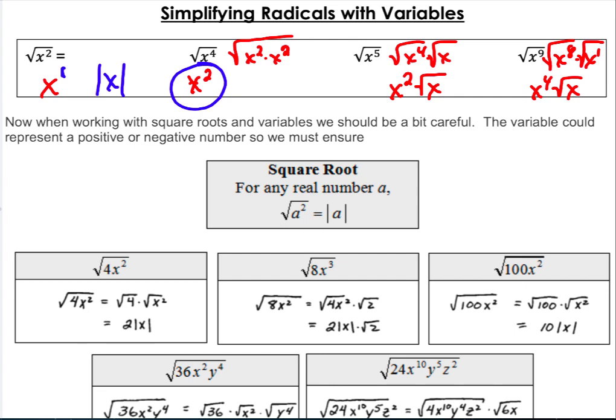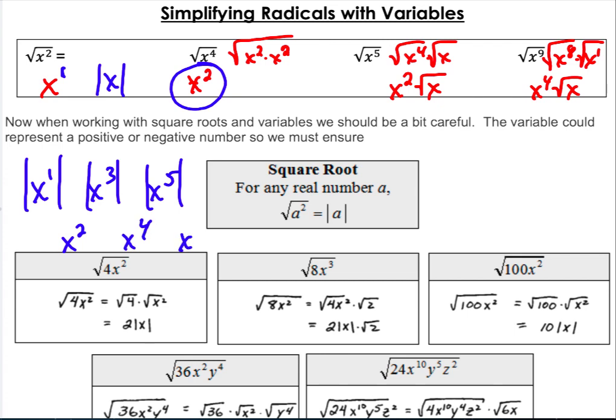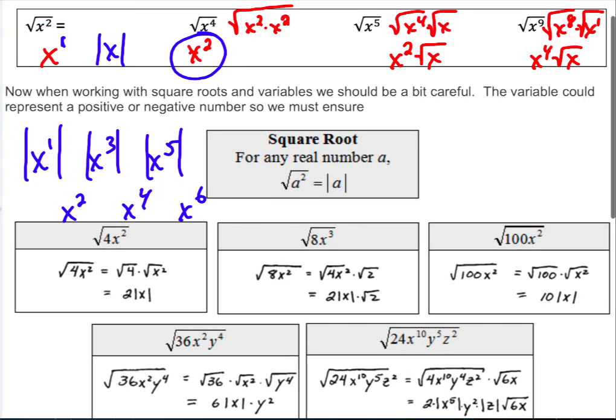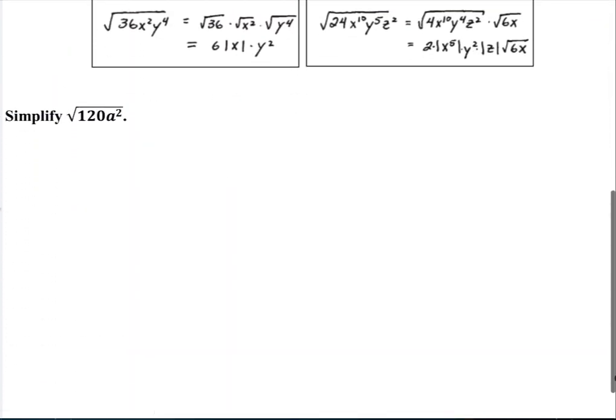So when we simplify these, if we get x to the first, or x to the third, or x to the fifth as our answer, we're going to write it in absolute value symbols. If we get x squared, or x to the fourth, or x to the sixth, we're just going to leave it the way it is. Okay? But we're basically just going to pull apart these problems similar to what we did yesterday. We're just going to do it for both the numbers and the variables.